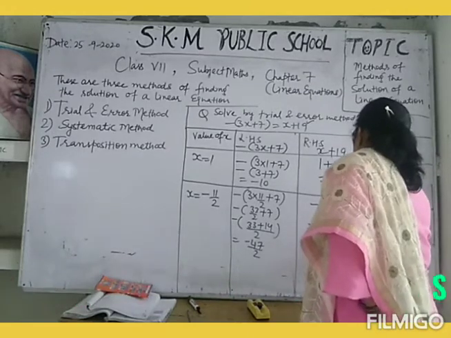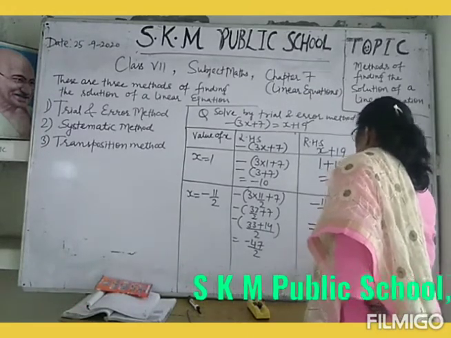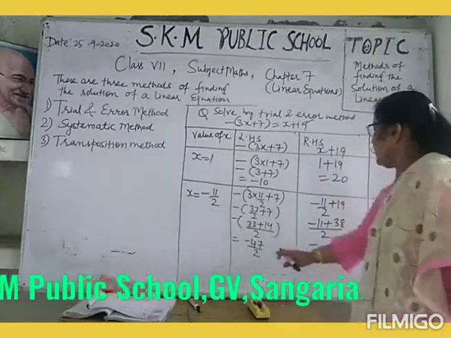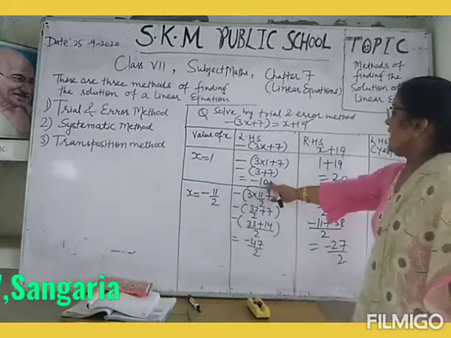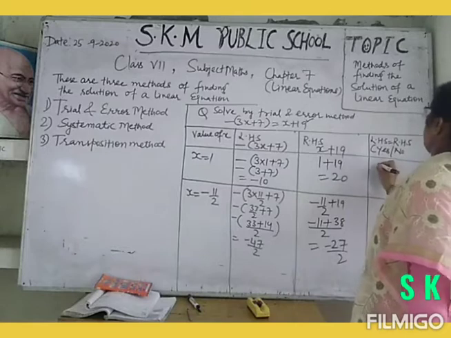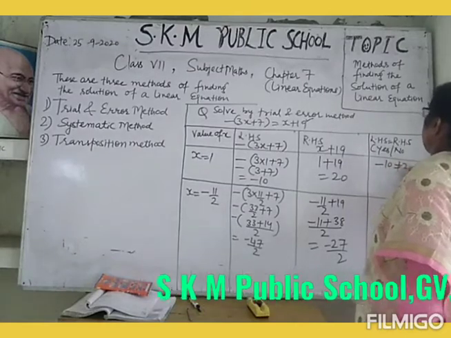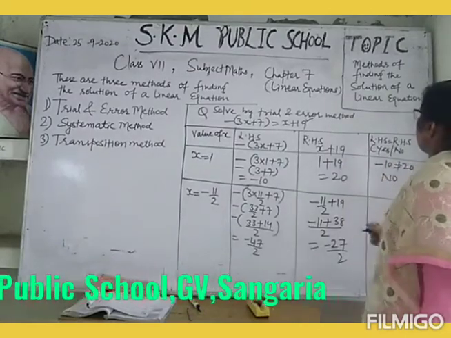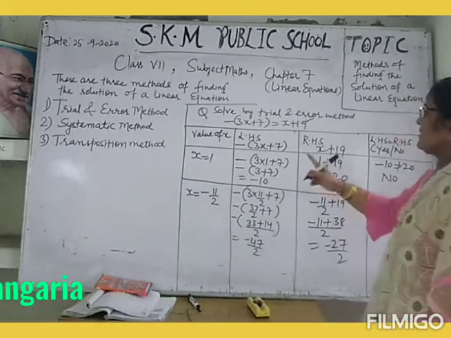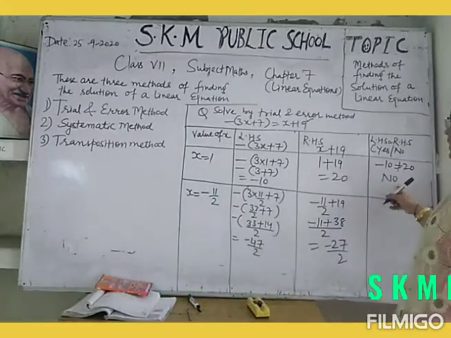How much is it? Minus 27 upon 2. Again, both the values are not equal. So minus 10 is not equal to 20. So no. x is equal to 1 is not a solution to the equation.